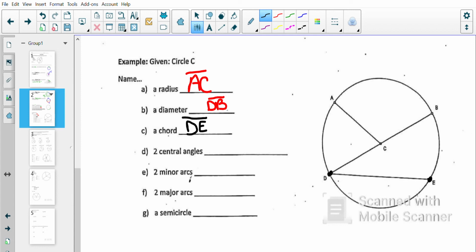So now let's name some central angles. Remember, a central angle's vertex has to be at the center of the circle. So I'm going to name a central angle with three letters, A, C, D. I'm naming this central angle right here, angle ACD. Remember, the pointy part of the angle always has to be in the middle. The other central angle is going to be ACB.